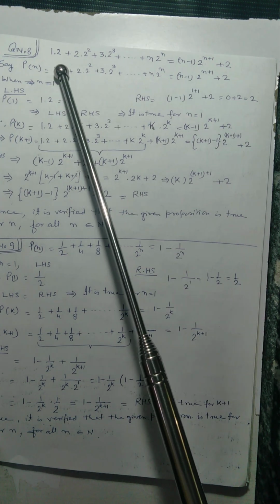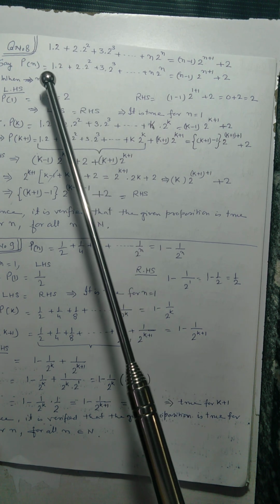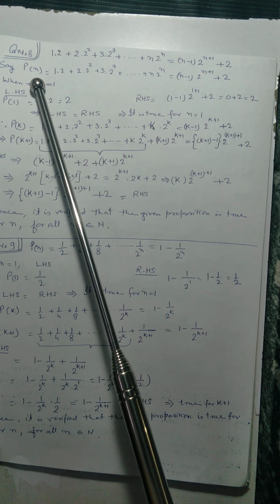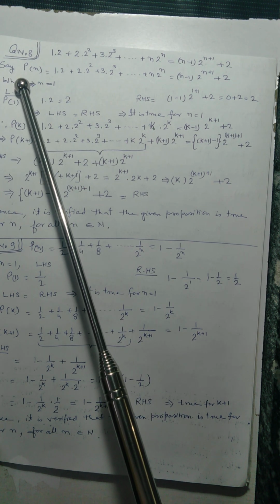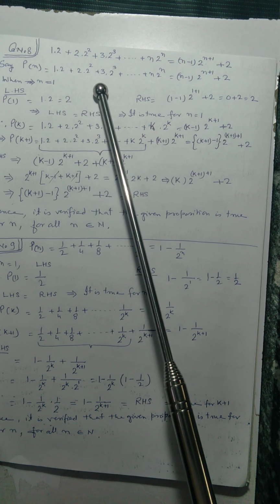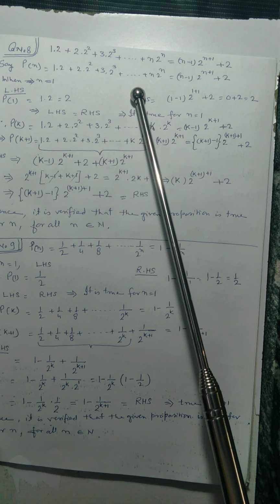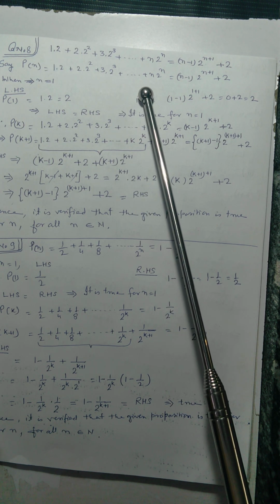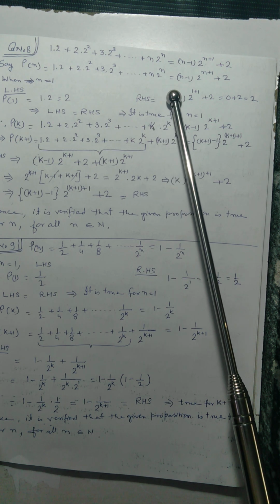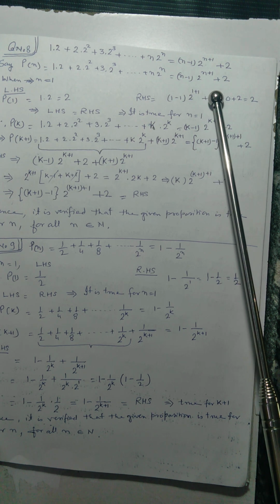We have to prove that this proposition is true for any n belonging to natural numbers. Let us say Pn is equal to 1 into 2 plus 2 into 2 square plus 3 into 2 cube plus dash dash n into 2 to the power n is equal to (n minus 1) 2 raised to power (n plus 1) plus 2.